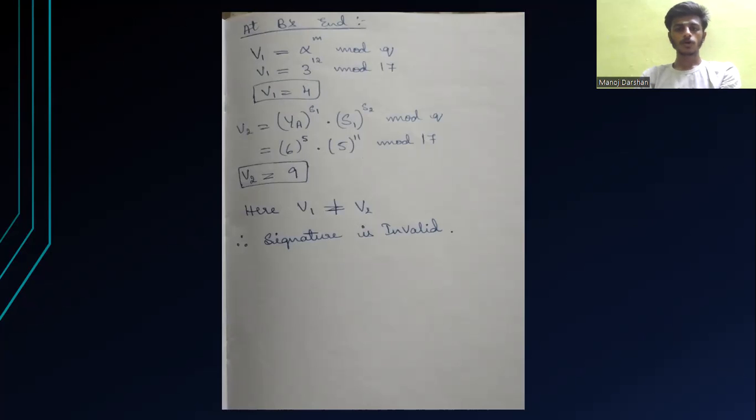Here, if you see, unlike the previous problem, we get V1 is 4 and V2 is 9. We're getting two different answers. V1 is not equal to V2. Hence, we conclude that the signature is invalid.